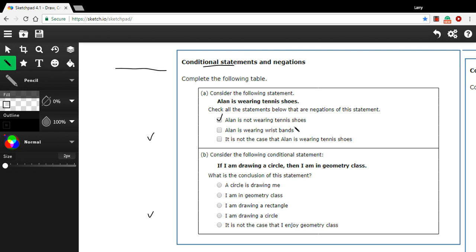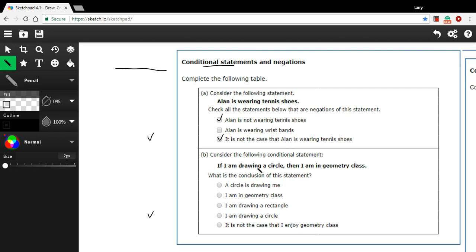Next, Alan is wearing wristbands. Well, I can think of a case where Alan could be wearing tennis shoes and wristbands, so that's not a negation. And second or last choice here, it is not the case that Alan is wearing tennis shoes. That's also a negation. Is not the case that is the same as is not.